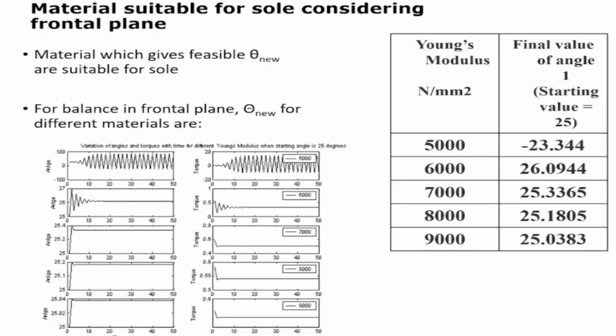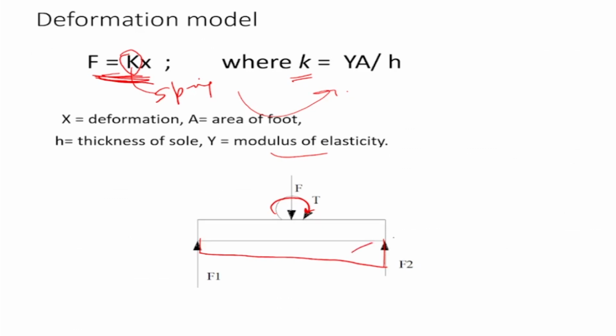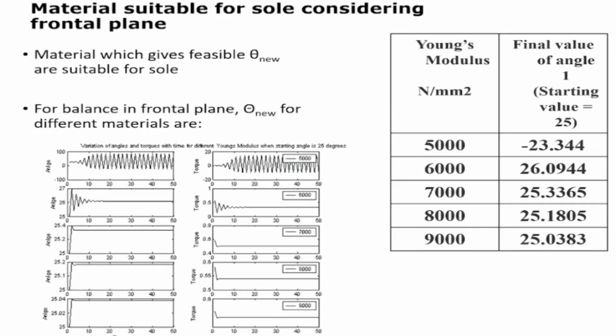Now, as you can guess, if you put a different material, it means a different K. What will happen? The deformation is going to change, so this angle is going to change. It will depend on the material now. What was observed is that if you keep changing the Young's modulus, say for example 5,000, 6,000, 7,000, 8,000, 9,000, what you see is this: if the material is too soft, it will start vibrating like this. Okay, now what is being done here?